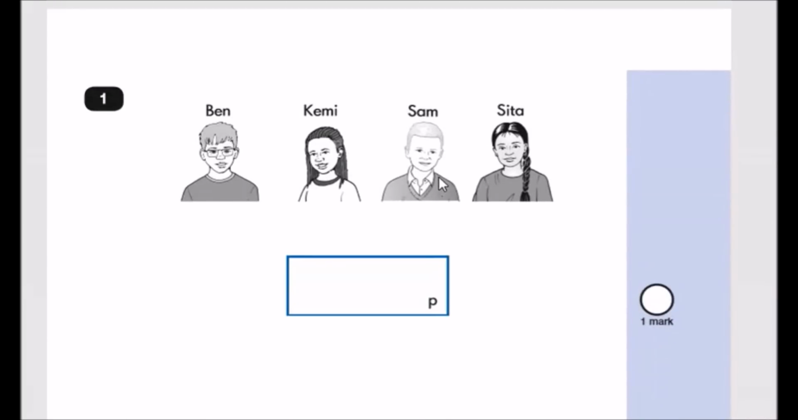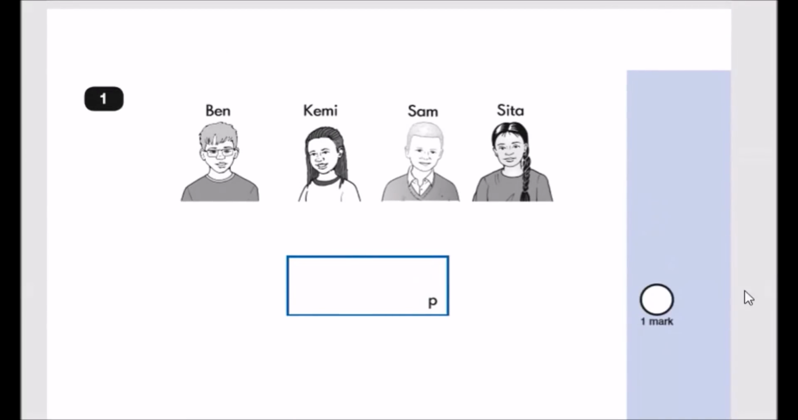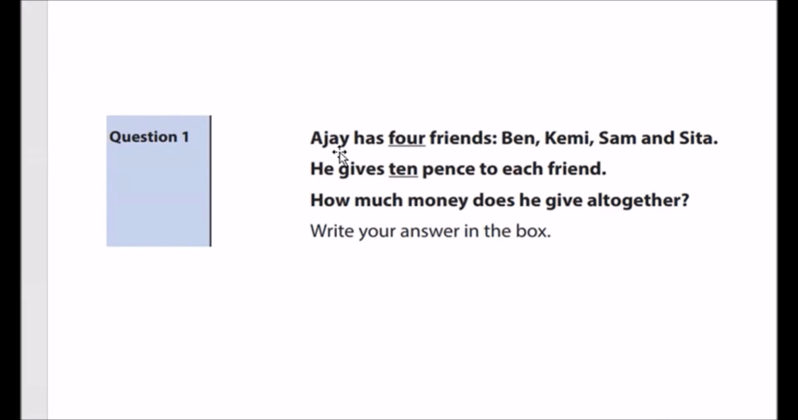So now that's pretty much the indication. We're going to do the next 5 questions through reading and listening. So I already print screened them here. So let's look at question 1. AJ has 4 friends, Ben, Kemi, Sam, and Sita. He gives 10 pence to each friend. How much money does he give altogether?